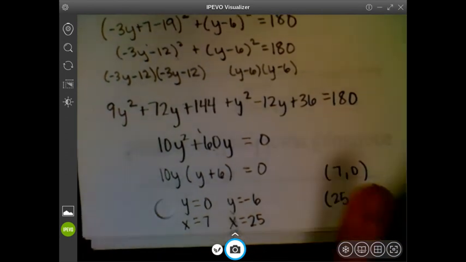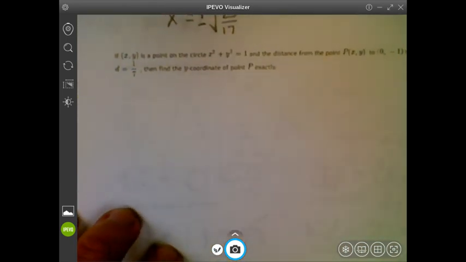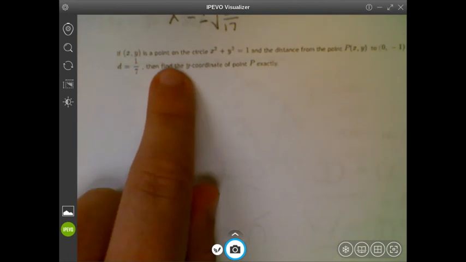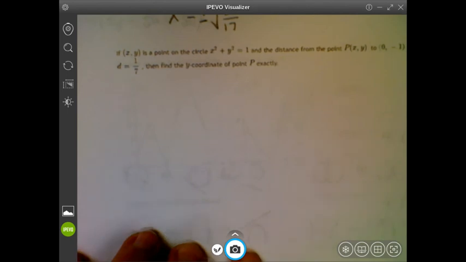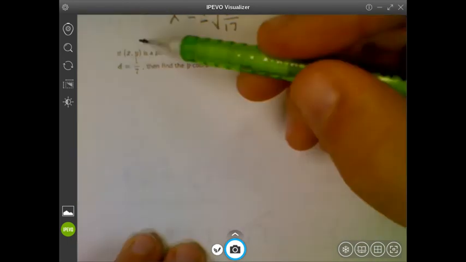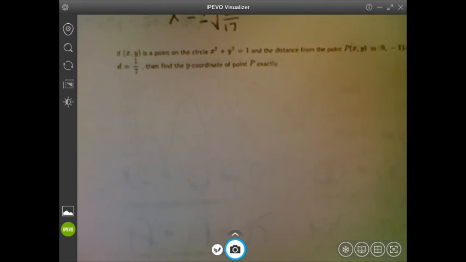All right, last one is another story problem here. We have, if x, y is a coordinate point on the circle x squared plus y squared equals 1, and the distance from point P, which has coordinates x, y, that's what that means, it's a point P, x, y coordinates, to 0, negative 1 is 1 over 7, then find the y coordinate of point P exactly. So I guess the good thing is we're just looking for the y coordinate, so you don't have to go back and find the x.